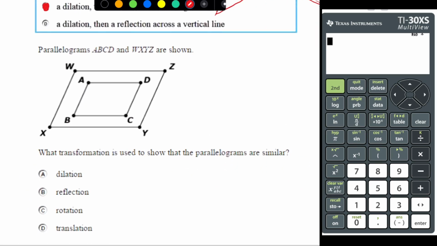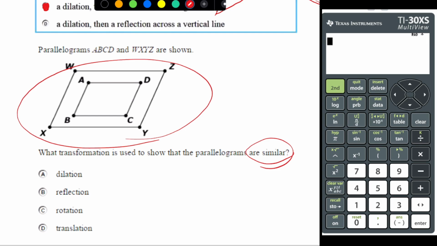Parallelograms A, B, C, D, and W, X, Y, Z are shown. What transformation is used to show that the parallelograms are similar? A, using the word similar. B, it's notably a different size. It's dilation. This should take 2 seconds of thinking. If you see transformation, similar, dilation, you didn't even have to look at the shape. As soon as you see similar, I want you to think dilation. But then when you look at the shape, you see that WXYZ is notably bigger than ABCD. Dilation.